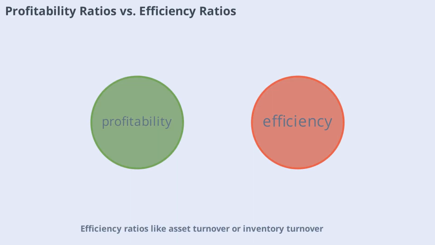Efficiency ratios like asset turnover or inventory turnover measure how well a company uses its assets and resources. In contrast, profitability ratios focus on how much profit is generated from those resources. Both types of ratios are important for understanding a company's overall performance, but they highlight different aspects of financial health. Using them together provides a more complete picture.